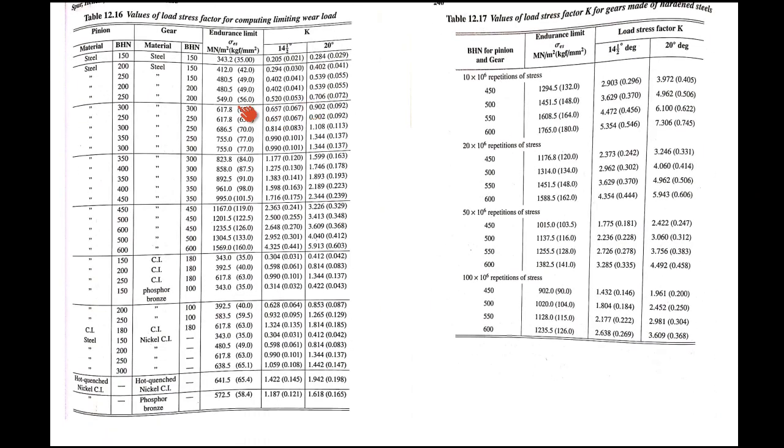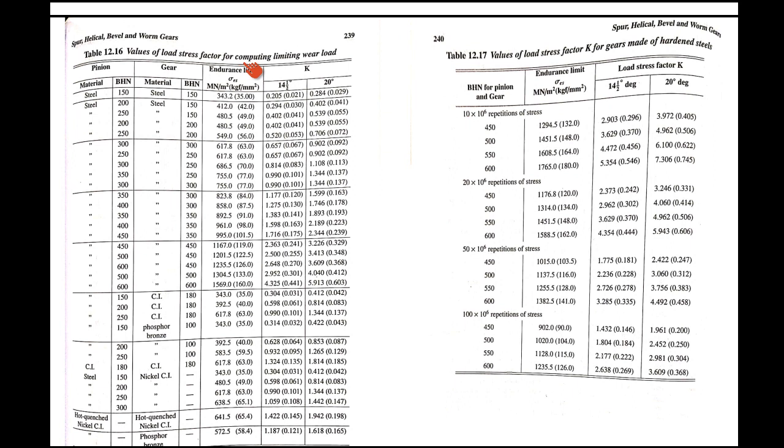12.16. This is the table. Here you have different pinion and gear materials, and based upon this, the endurance stress value is given here, and the K value is given here for 14.5 degree and 20 degree. So if the materials are known, based upon the combination, you can get the value of K from this table and substitute it over there. That is how you have to select the value.